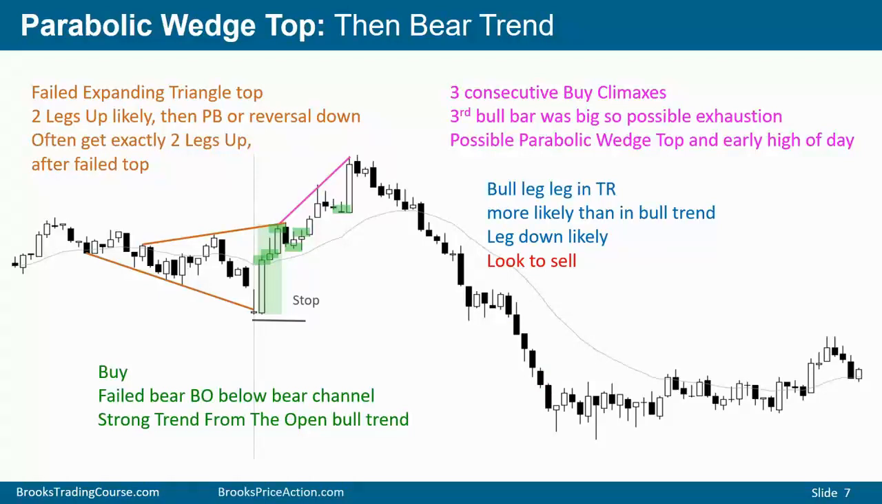Typically in a parabolic wedge opening reversal, when it starts to reverse, it goes down in a fairly tight channel for 5 or 10 bars. If instead it goes 5 or 6 bars and then sideways or bounces a little bit, then it's probably not going to be a parabolic wedge top and a bear trend. But this is typical when you are going to get a bear trend. You get a reversal down in 5, 10 bars or more in a fairly tight channel, and then you start getting bear breakouts.